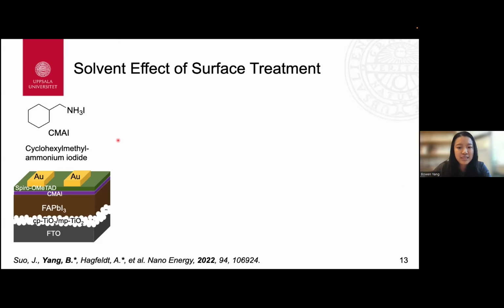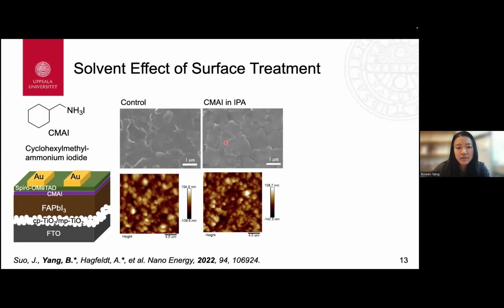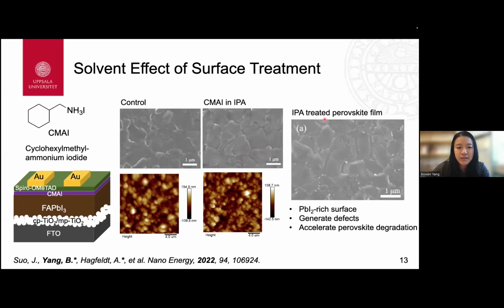So for example, in this study, we compare surface treatment of CMAI molecule in both IPA and chloroform. First of all, when we dissolve it in IPA, we found a very nice, compact, and uniform perovskite surface, as you can see from these SEM and AFM images. However, exposing the perovskite surface to IPA could, on the other hand, pose a risk of creating a lead iodide-rich surface. As you can see, these little white bright features, they're lead iodide. So this can generate defects and facilitate perovskite degradation.